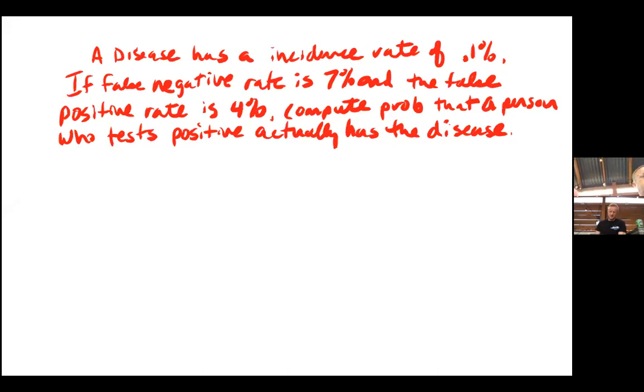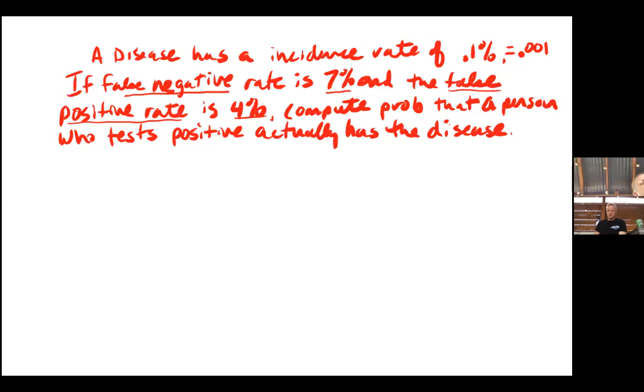So the question is, if a disease has an incident rate of 0.1%, notice that this is equal in decimal to 0.001. So it's literally 0.1%. And a false negative rate is 7%, and false positive rate is 4%. Compute the probability that a person who tests positive actually has the disease.